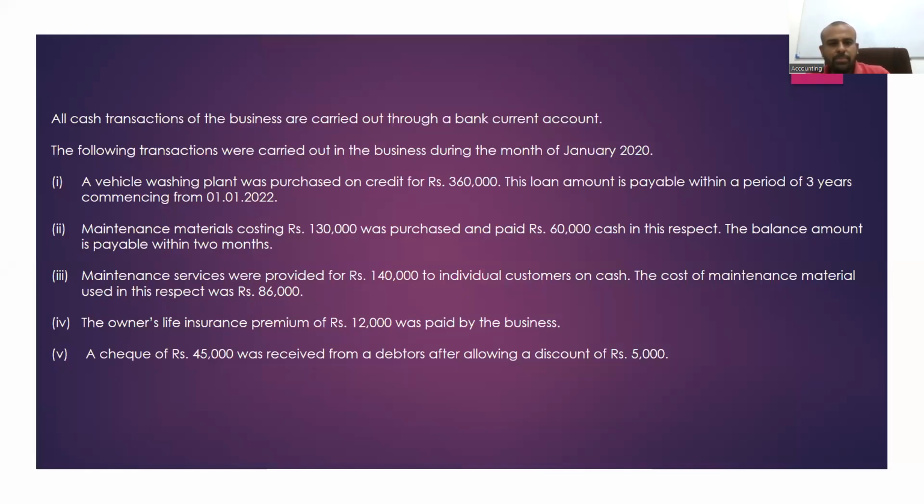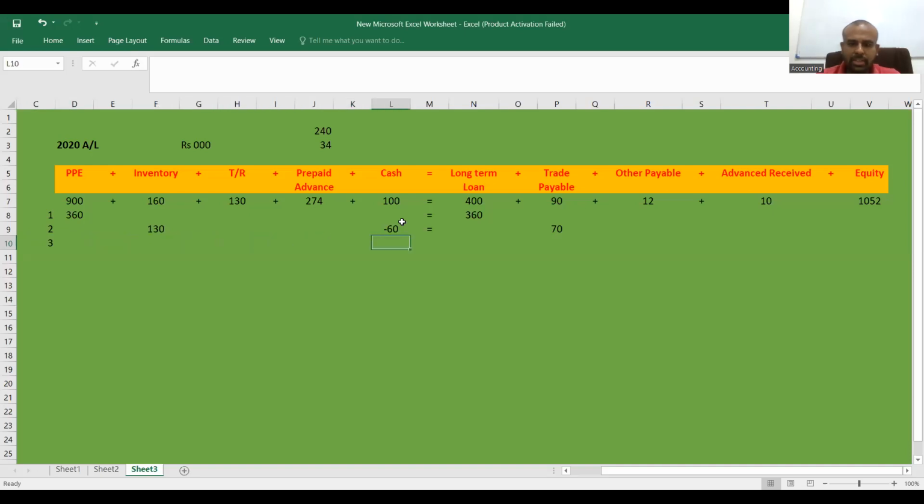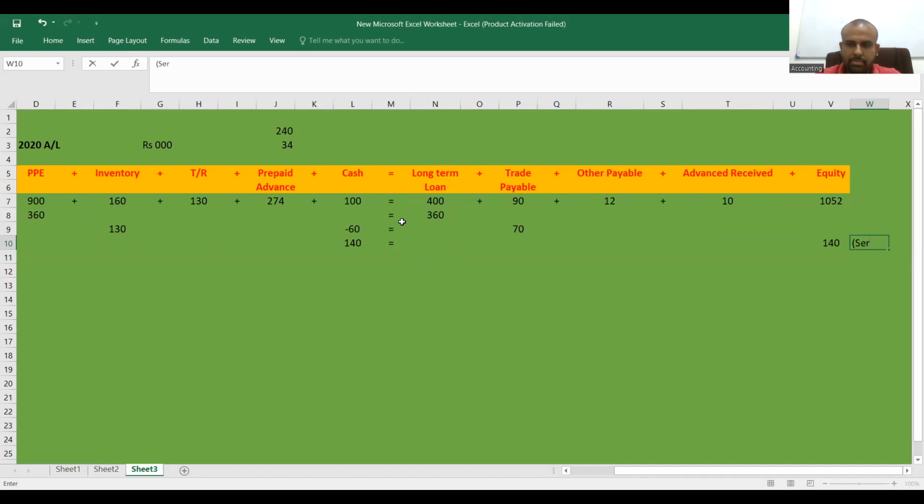The maintenance services provided were 140 for the individual customer. The cost of the material you use in this respect is 86,000. So how much did you receive in cash? You received in cash 140,000. Your cash balance increased by 140, and you need to consider that as an income, which is service income of 140,000.